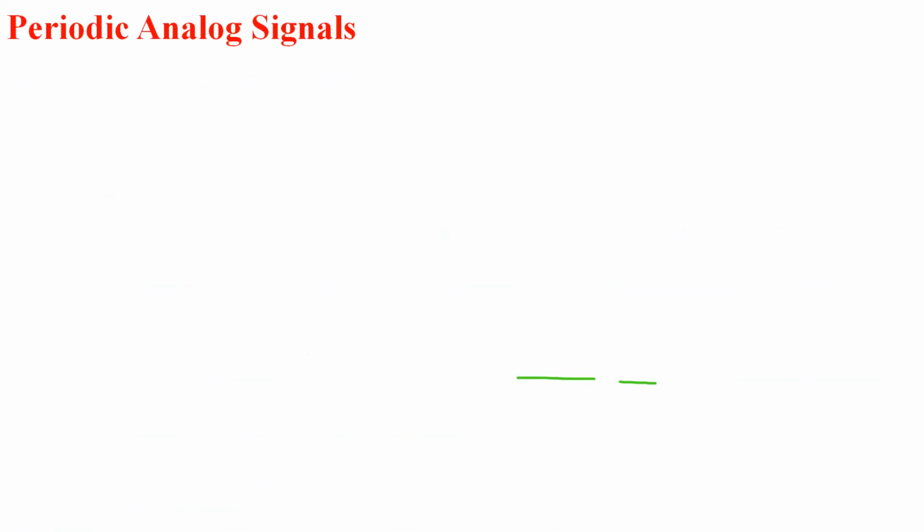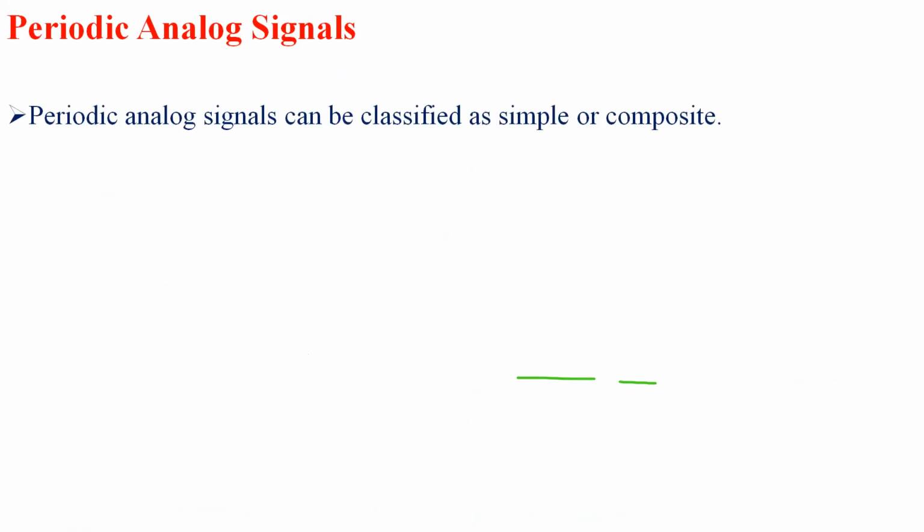Next, we have periodic analog signals. Periodic analog signals can be classified as simple as well as composite. As I said, in data communication we always prefer periodic analog signals. So let's see what we mean by a simple and what we mean by a composite analog signal.